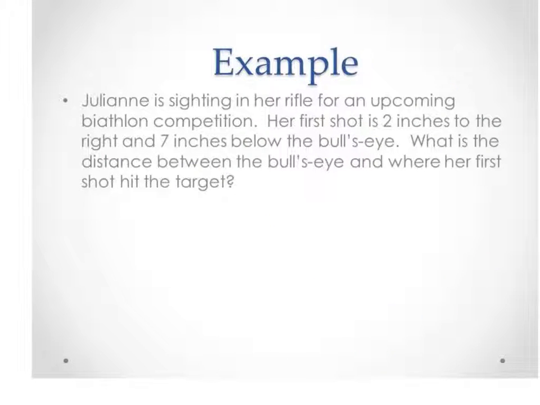Julianne is sighting in her rifle for an upcoming biathlon competition. Her first shot is 2 inches to the right and 7 inches below the bullseye. What's the distance between the bullseye and where her first shot hit? So, if this is the bullseye, and let's just consider the bullseye 0, 0. So her first shot was 2 to the right and 7 below. We're just going to call that then 2, negative 7.